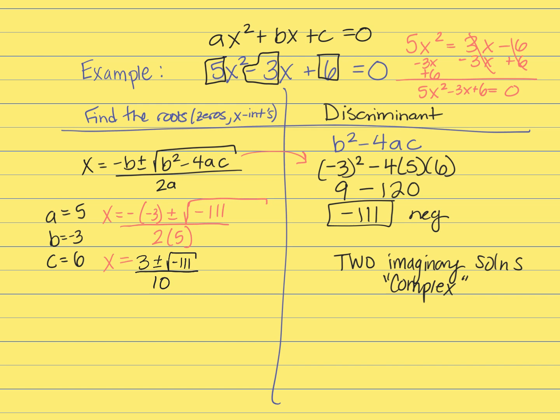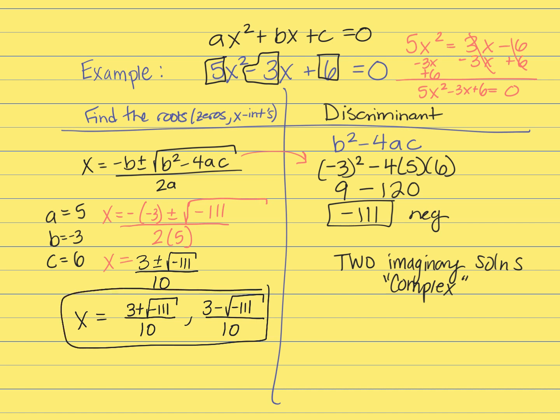So with the knowledge that you guys have right now, we're not actually simplifying that negative 111 inside the square root. We're just going to rewrite it. 3 plus the square root of negative 111 over 10, and 3 minus the square root of negative 111 over 10. You guys will not have a question like this, this complicated, on your final. But you should know how to interpret the discriminant and what a negative value means inside the discriminant. And it means 2 imaginary solutions, which means that the parabola won't even touch the x-axis.